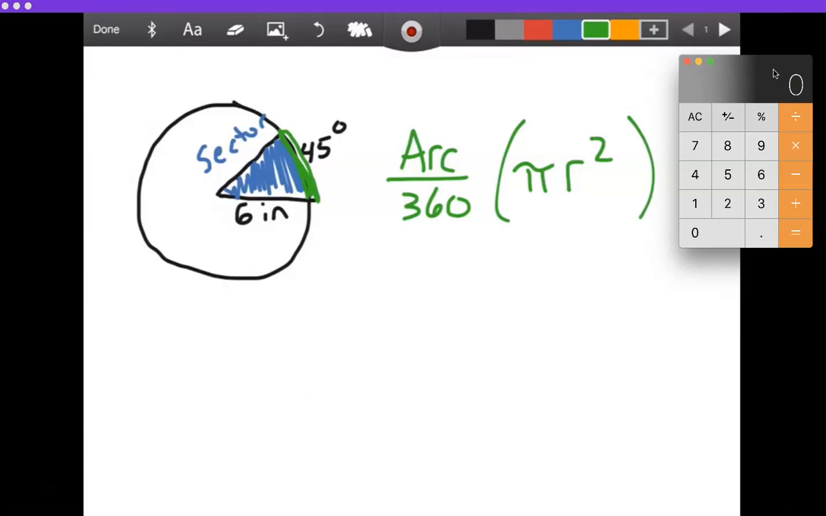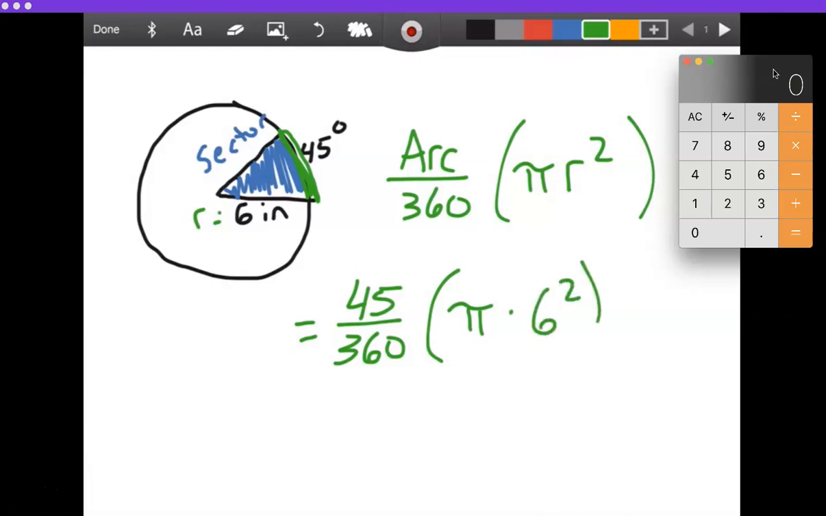All right, so what we need to do is know how many degrees out of 360 the pizza slice is. So this time it's 45. So the area of this sector is 45 out of 360 times pi r squared. Pi times the radius is 6, so pi times 6 squared. A lot of these will have you answer in terms of pi, so that's what we're going to look to do.